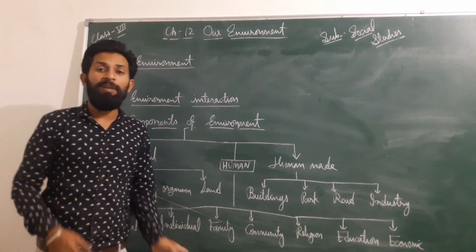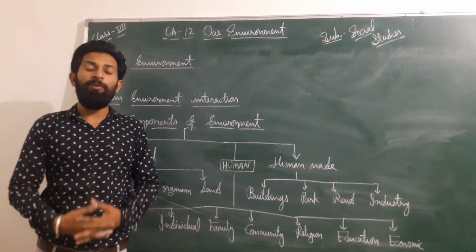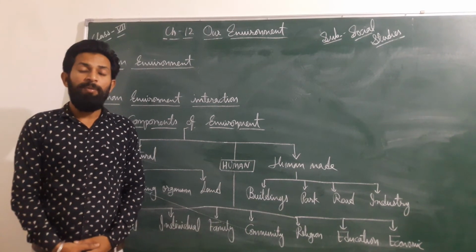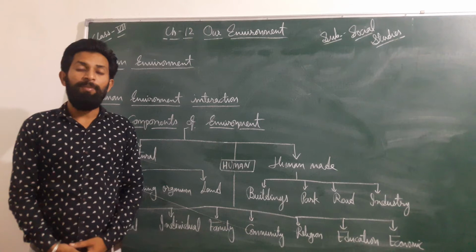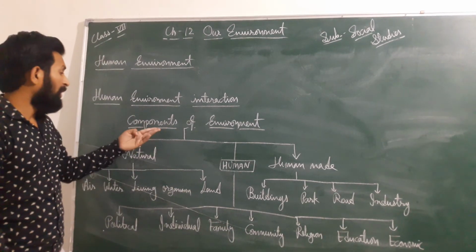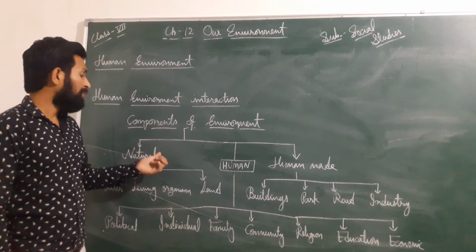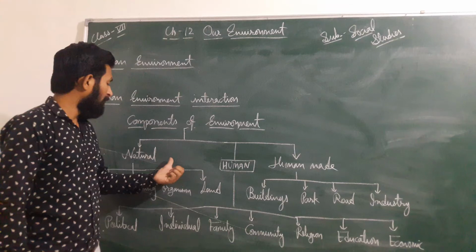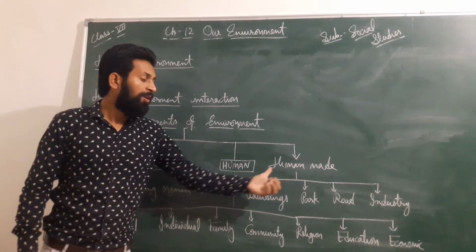Now students, we will discuss the components of the environment. How many components of the environment are there? Many types of components are there in the environment, which make the environment more suitable for human beings, and sometimes they may give the opposite result also. So we can say that the components of the environment are mostly divided into three parts: natural, human, and human made.